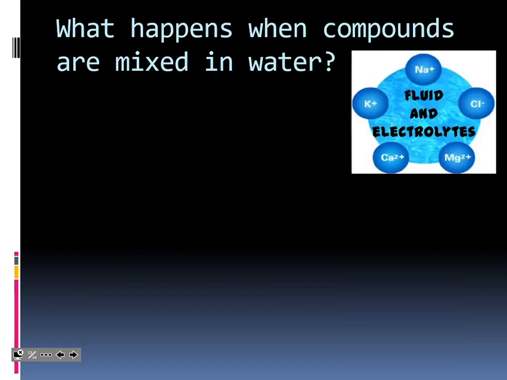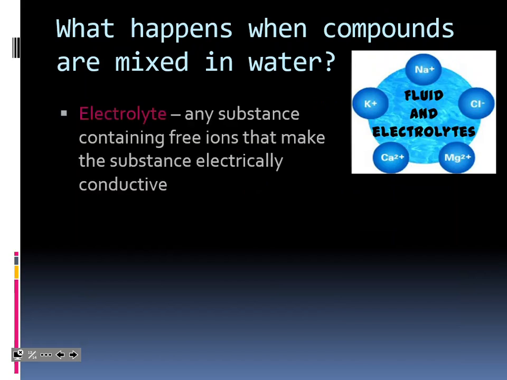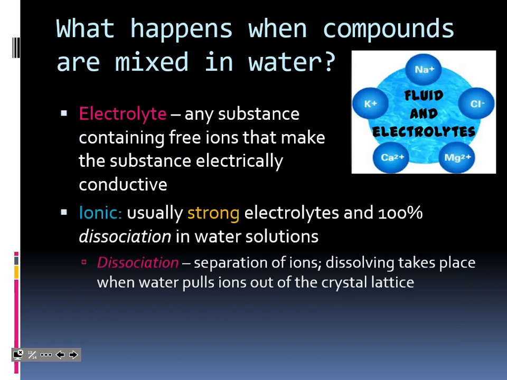All right, what happens when we put compounds in water? Well, ionic compounds, when you put them in water and they dissolve, form something called electrolytes. Electrolytes are ions in solution. And we'll get into the process of how they dissociate later on when we get to solutions. And it is a process of dissociation, not just dissolving.